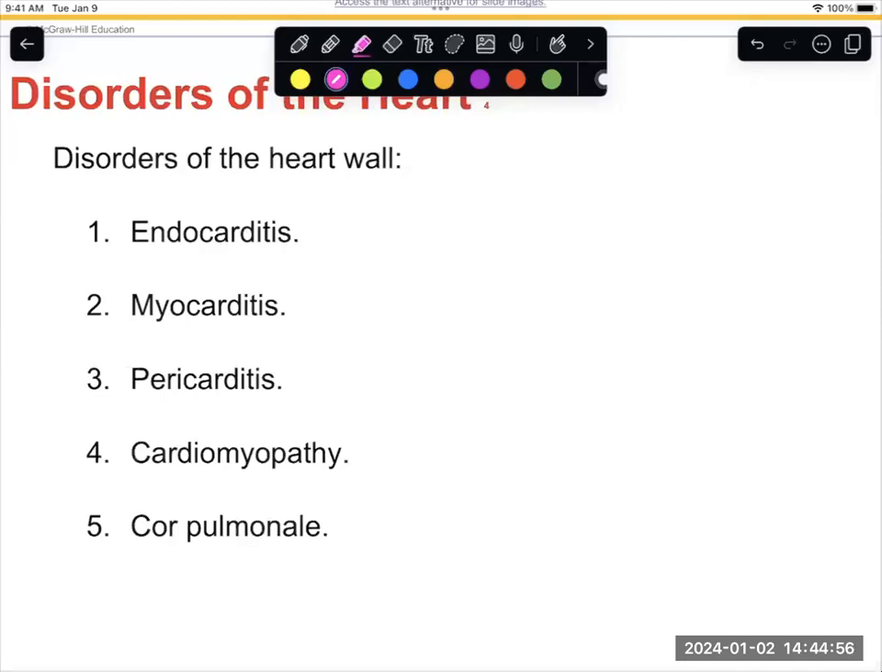Pericarditis, we said, is where the pericardium, that sac around the heart, gets inflamed, infected, and it constricts heart movement. So the heart cannot contract completely. Cardiomyopathy is a weakening of the heart muscle so that it pumps ineffectively, and this can occur in young people. Cor pulmonale is a failure of the ventricles to pump properly, and it's usually the right ventricle.